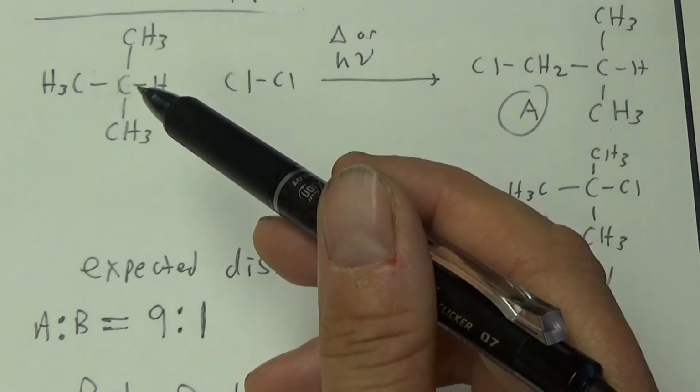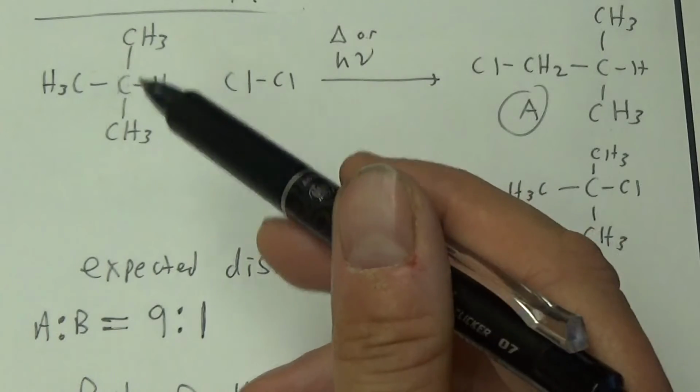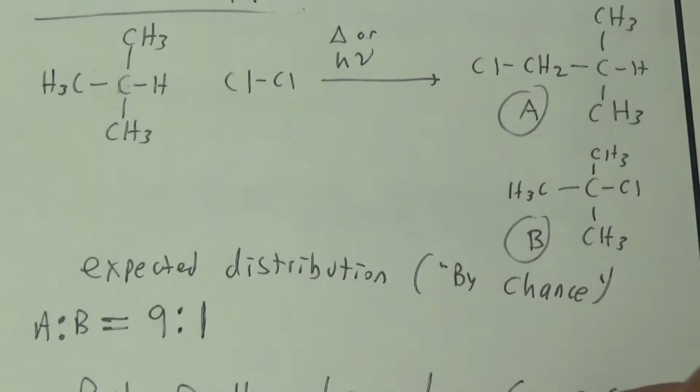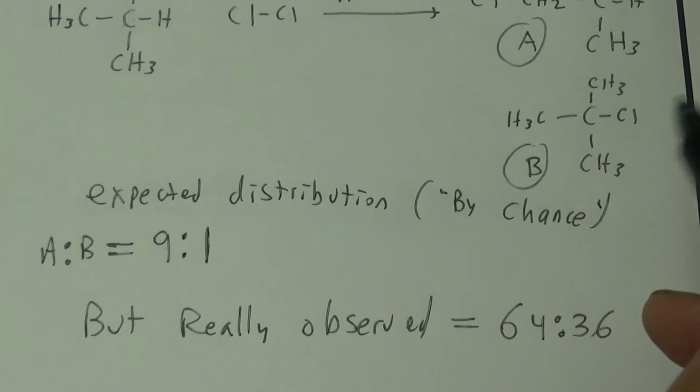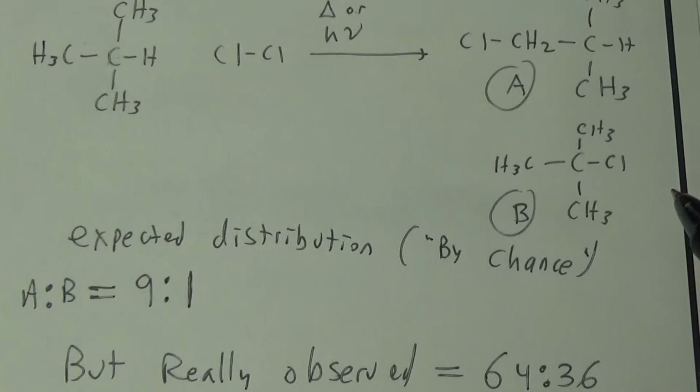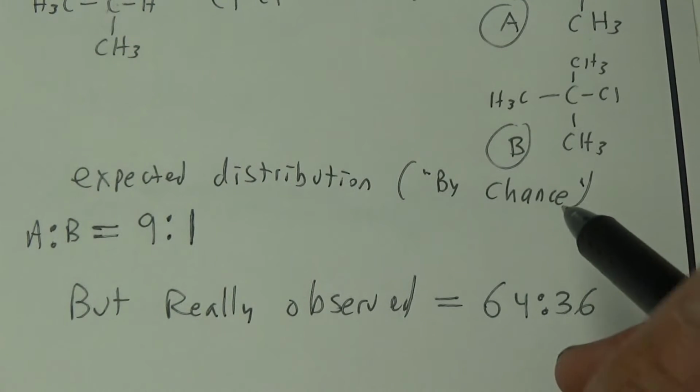How many things are on that carbon? There's 3, so it's tertiary, right? So this is a little different. It's actually tertiary. And we also know that tertiary radicals are a little more stable. They're the most stable, right? Tertiary radicals, super stable.